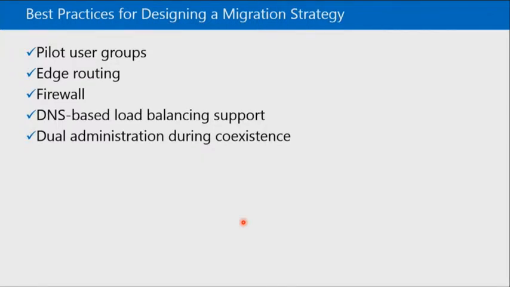Getting into best practices for migration strategy, it's about figuring out, as we've talked, pilot your user groups. Make sure you understand your edge routing. Test your firewalls. Does everything you need to migrate support DNS load balancing? And you've got to remember, as you're starting to migrate users, you're going to be administering some of your users in the old environment and some of your users in the new environment. So you've got dual administration during that coexistence. And especially when you're talking OCS, there's two different methods, different tools, different all sorts of stuff.